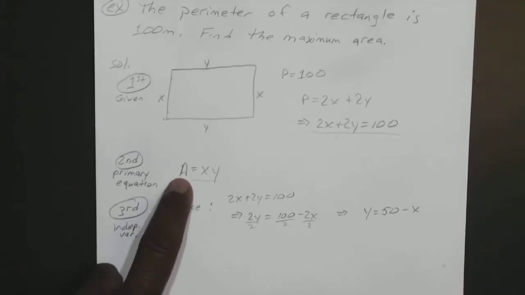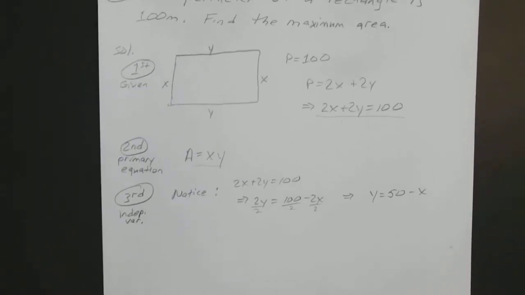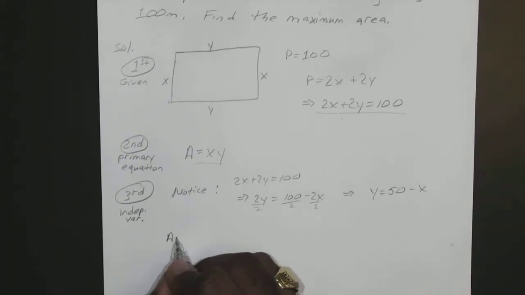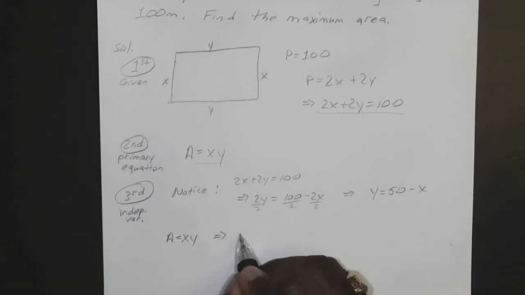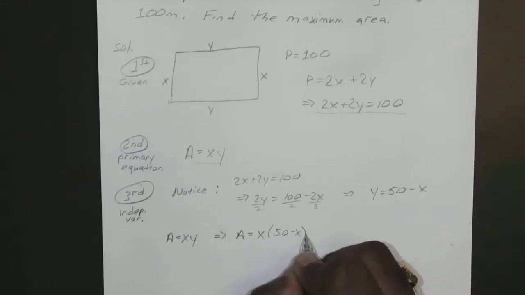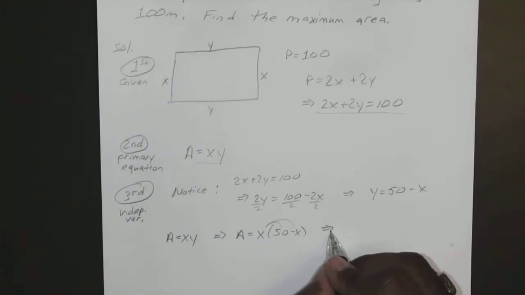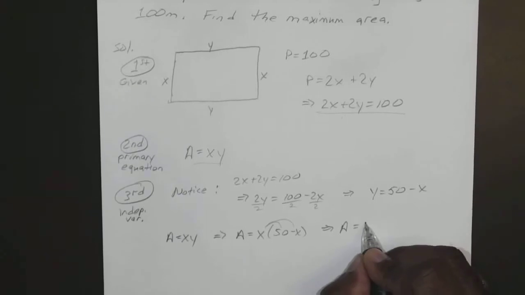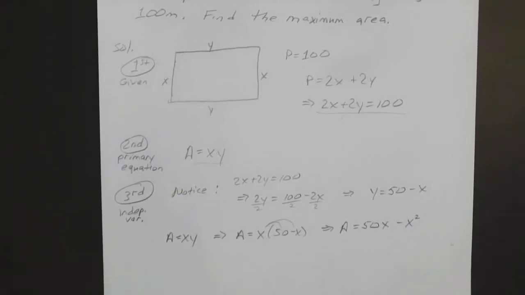So that means you can turn A equals x times y into a function with just one independent variable. So your area, which is length times width, can now become the area, which is equal to length times 50 minus x. Which, if we go ahead and distribute that, our area is equal to 50 times x minus x squared.